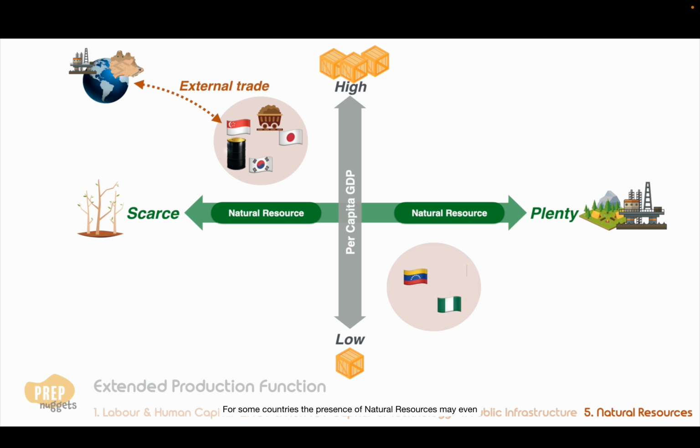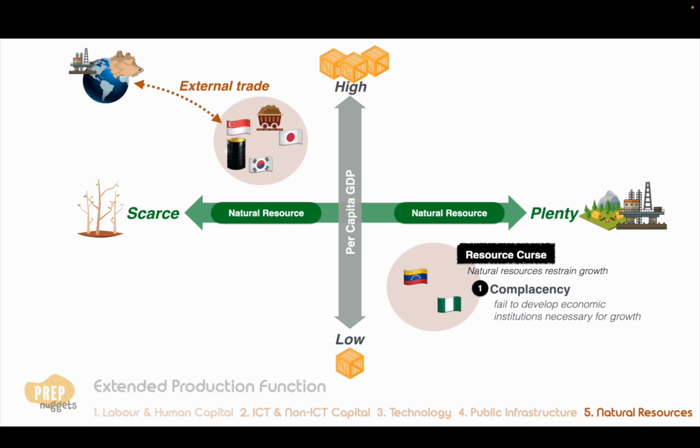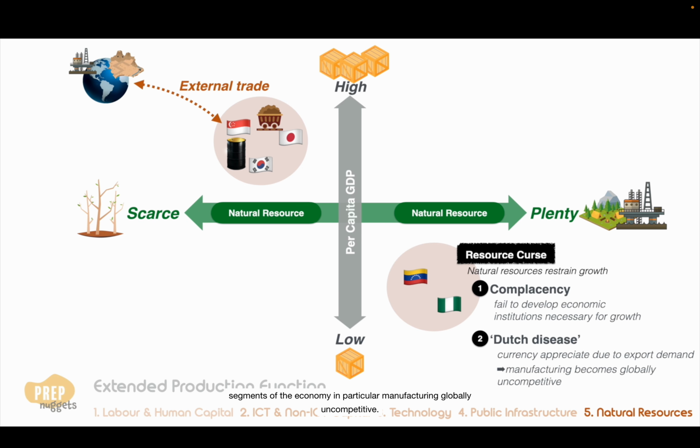For some countries, the presence of natural resources may even restrain growth, resulting in a resource curse. There are two main reasons why this may occur. First, such countries may get complacent and fail to develop the economic institutions necessary for growth. Second, countries rich in resources may suffer the Dutch disease, where currency appreciation driven by strong export demand for resources makes other segments of the economy, in particular manufacturing, globally uncompetitive.